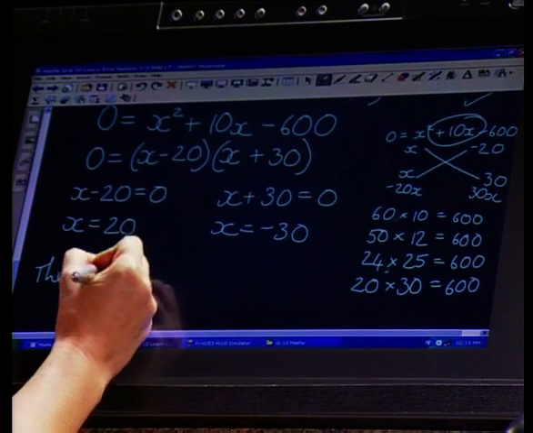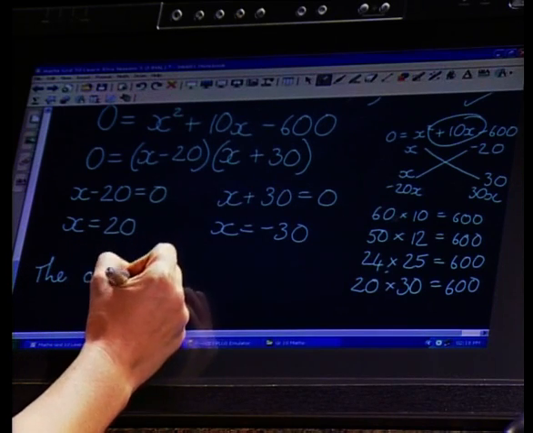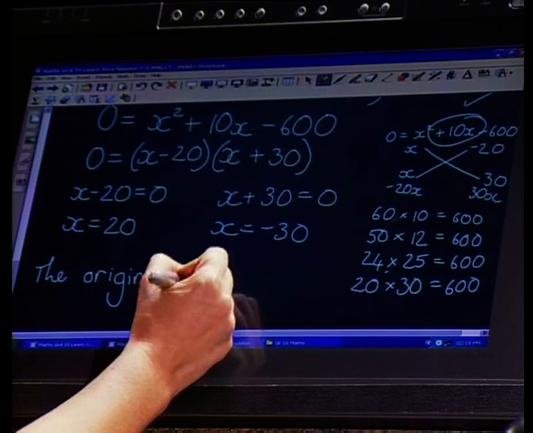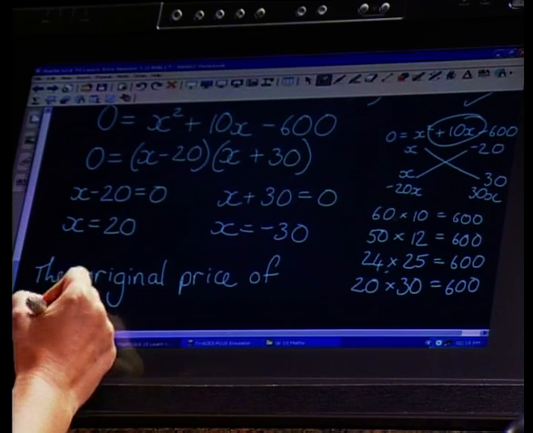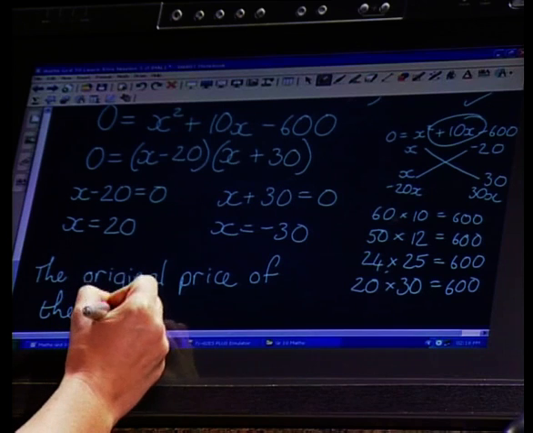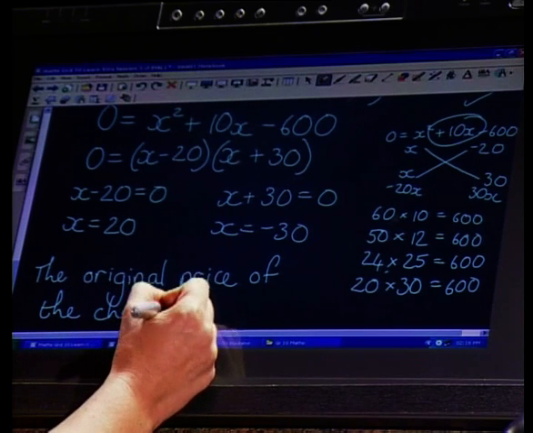So let's write that down. The original price of the chocolate is 20 Rand.